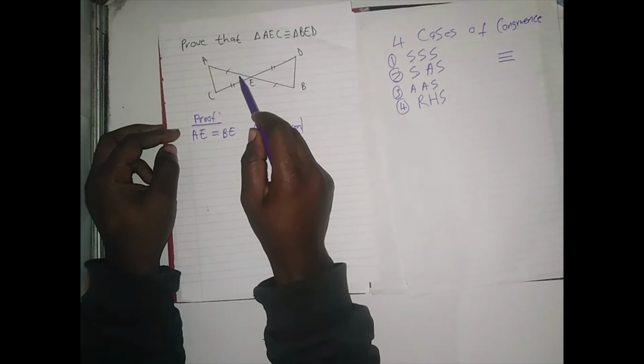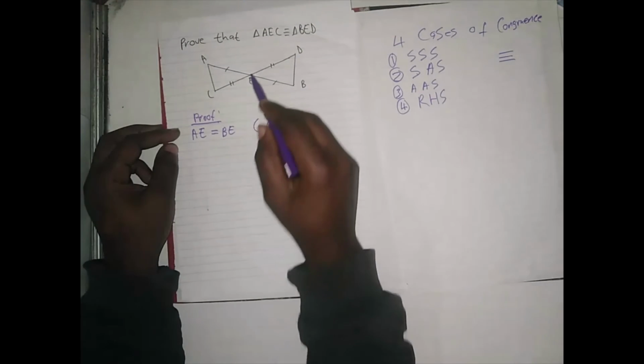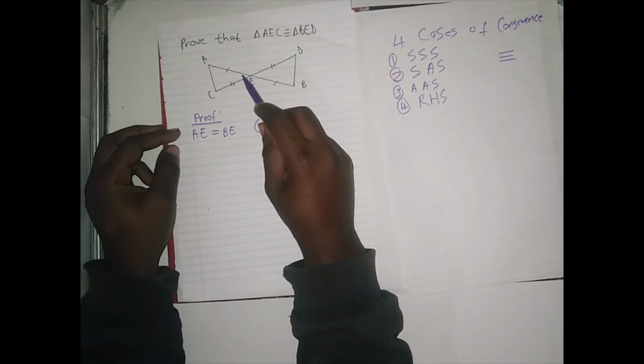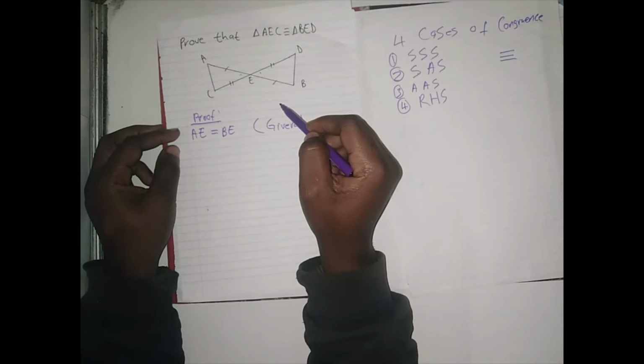Now I want you to look at these 2 angles. Can you see this angle and this angle? Aha. So this angle is equal to this angle. Now how do you know that this angle is equal to this angle? Because they are vertically opposite angles.